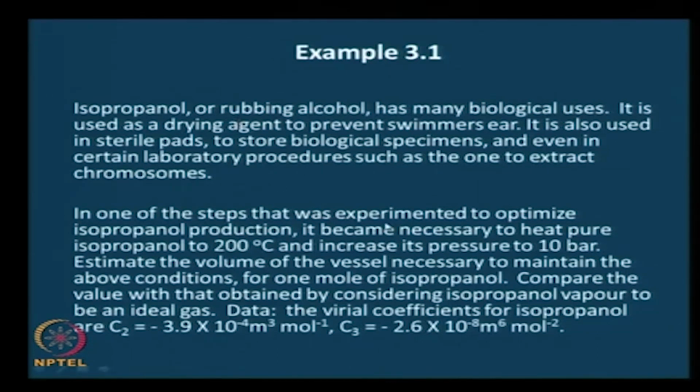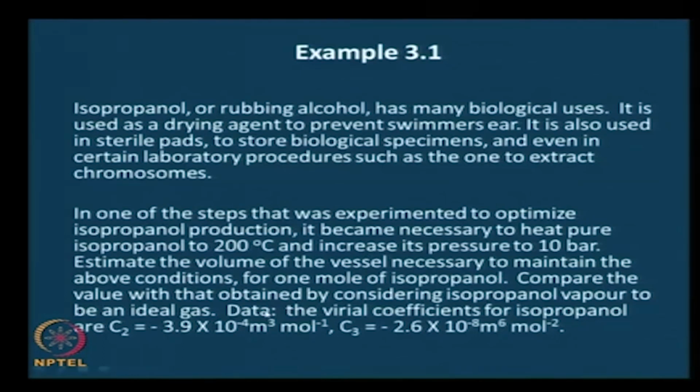In one of the steps that was experimented to optimize isopropanol production, it became necessary to heat pure isopropanol to 200 degrees C and increase its pressure to 10 bar. What is required here is to estimate the volume of the vessel necessary to maintain the above conditions for 1 mole of isopropanol. Compare the value with that obtained by considering isopropanol vapor to be an ideal gas. That would quickly give you the kind of variations that you would expect when something is real and you use an ideal gas expression to represent it.